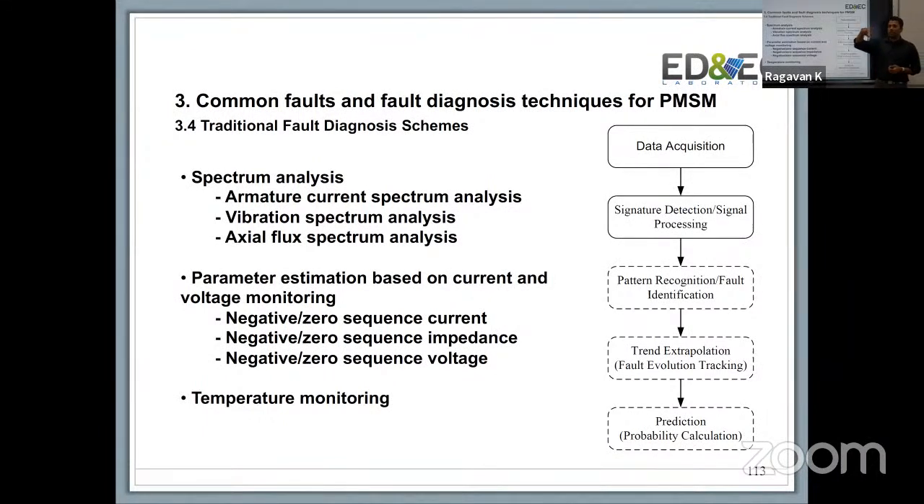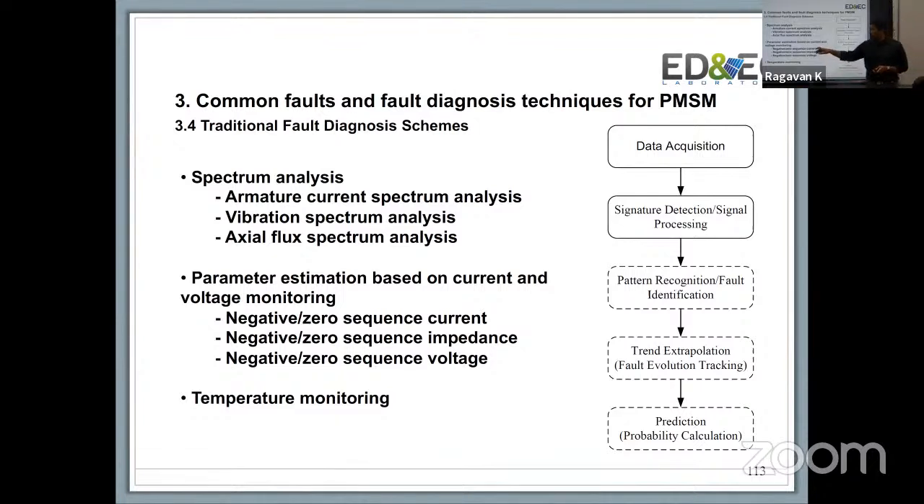You can mount an accelerometer on top of your motor. You can have a piezo sensor that's put on the foot. You can have a piezo sensor mounted around the body. So there are different folks who have done vibration analysis in different ways. You can also have an axial flux spectrum analysis, in which you're once again trying to identify what the field distribution along the z-axis is. In terms of parameter estimation, you can have it based on current and voltage. That's a little more popular because it doesn't require you to do anything, doesn't require you to add any new components.